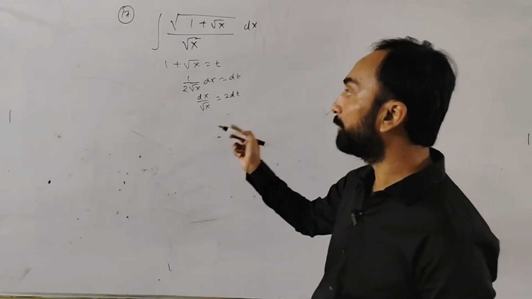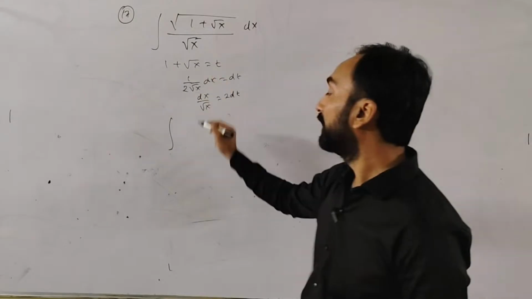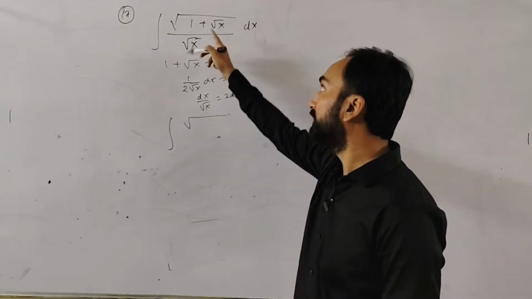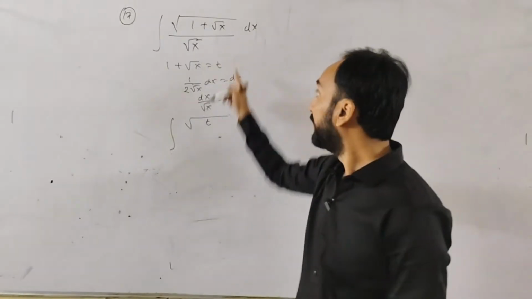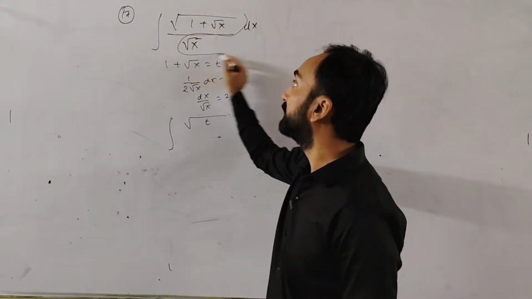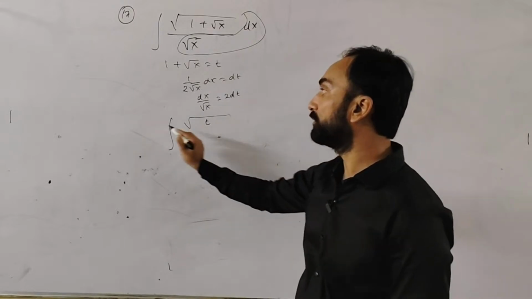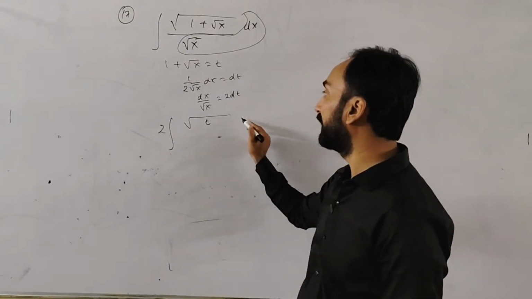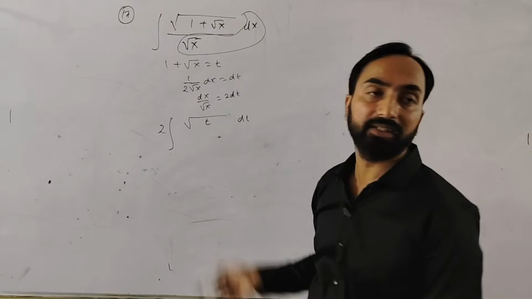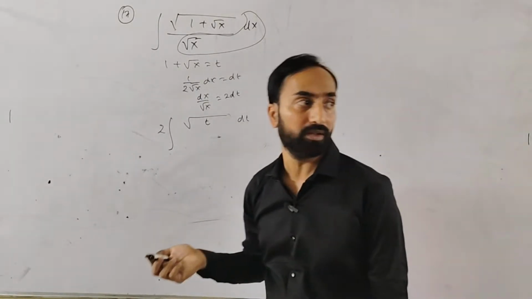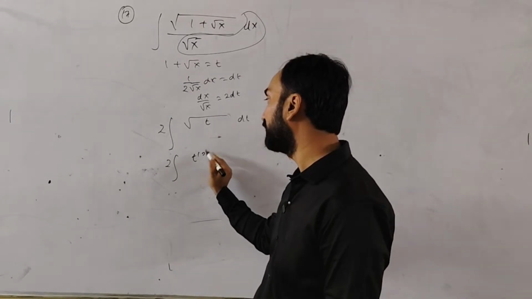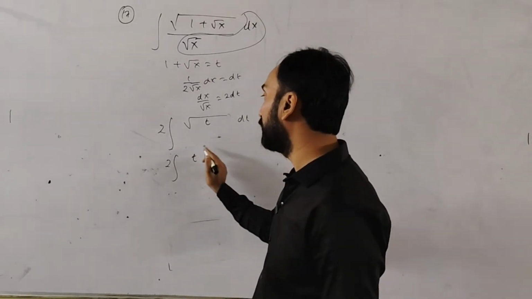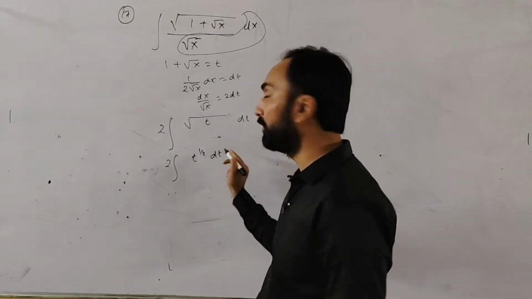Correct? Now do the replacement of all this. I can write here square root of, since we have assumed 1 plus root x is equal to t, so this will become t. Dx upon root x will become 2 dt. So I will write here 2 and dt. Now this is nothing but t to the power half. T square root is t to the power half. So basically you have to do the integral of t to the power half dt. And we know it is simple.